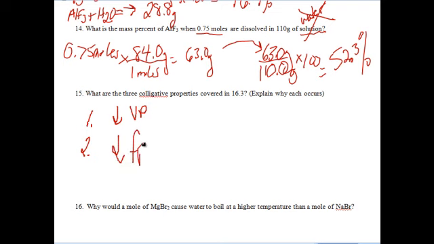It's less likely to freeze because remember these guys have to get locked in a certain position, and if there's big solute particles in the way, it interferes with that, so we have to remove more energy, so we have to get it to a lower temp to freeze. And finally, boiling point elevation.